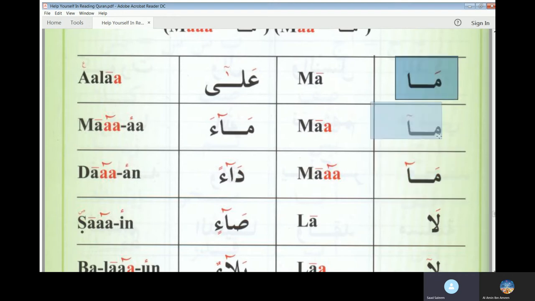Ma. Okay. So this one two times, this one three times, and this one four times. Okay. Next. Allah. This one is three times because it has small madd. And this one will be four times.